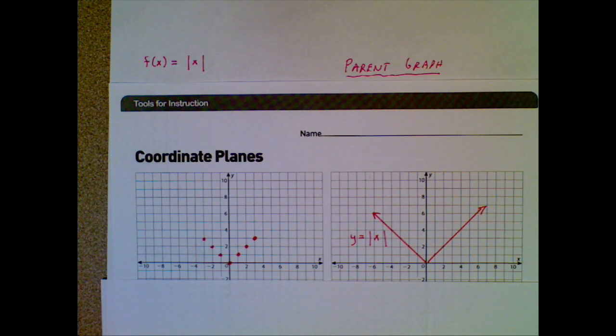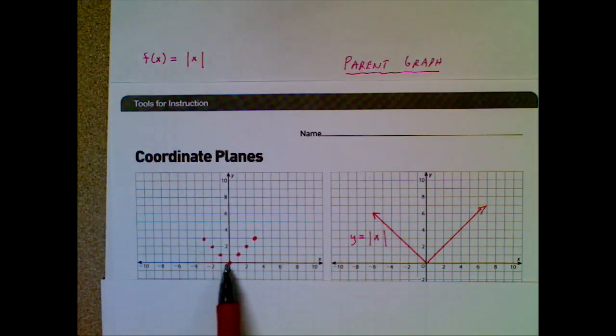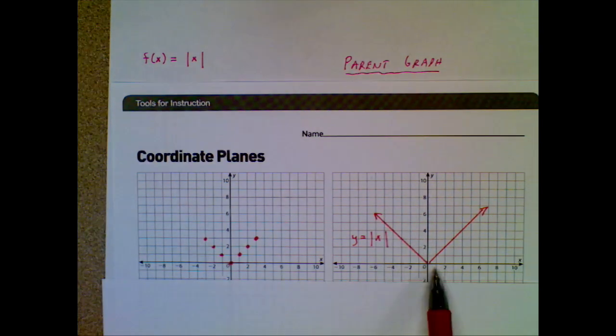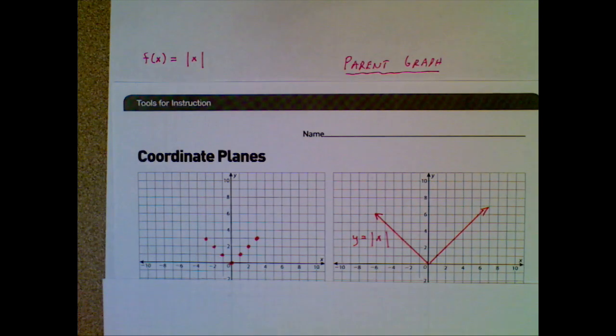The parent graph of the absolute value function, once I plotted those points, would just look like a V. So it's kind of like you're used to the parabola, except the two segments, the left and the right side, are linear and they're not curvy. So this is our parent graph for y equals absolute value of x.